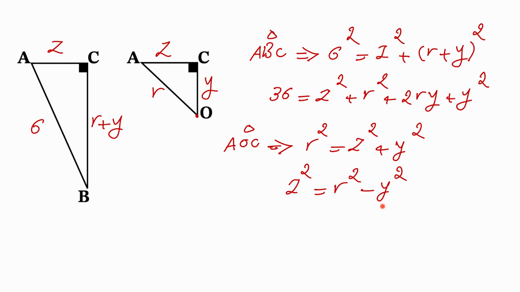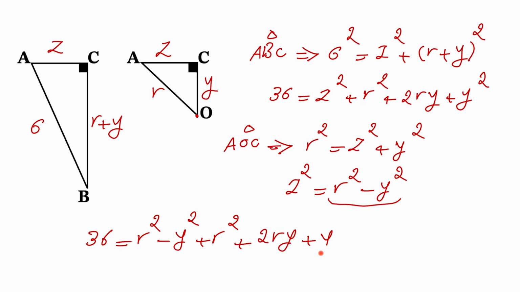Finally, we substitute this value for Z in this equation. So we can get 36 is equal to R squared minus Y squared plus R squared plus 2R times Y plus Y squared. We can cancel out Y squared and we can add these two terms. So we'll get 36 is equal to 2R squared plus 2RY.